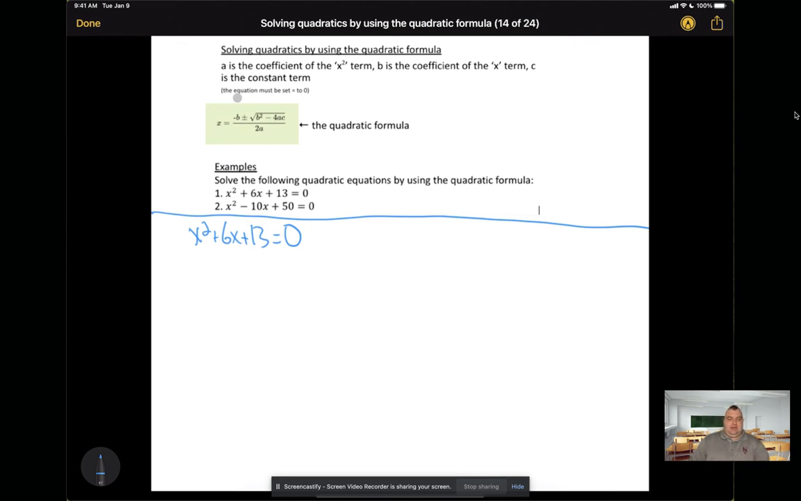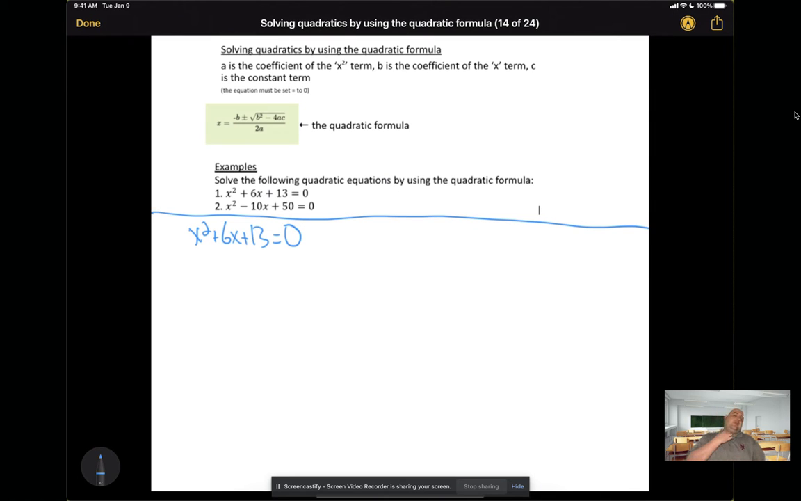So if you forgot, the quadratic formula is what's in green right here. It's a formula you plug into. And in case you forgot, A is the coefficient of the x squared term, B is the coefficient of the x term, and C is the constant term. And the equation must be set equal to 0 in order to be able to use the formula. So this is how you tell what number to plug in for which variable.